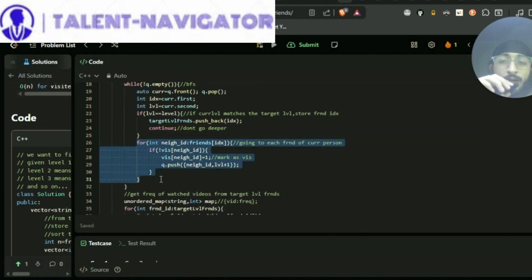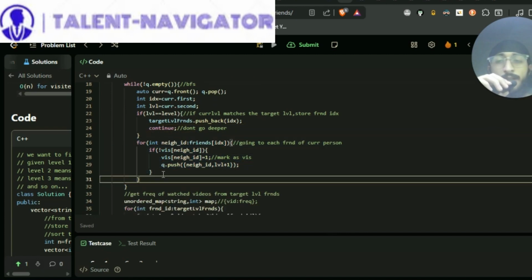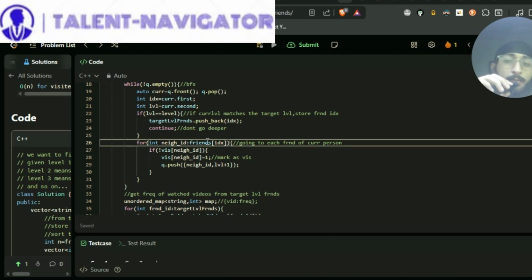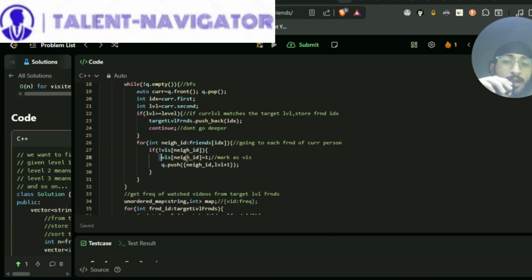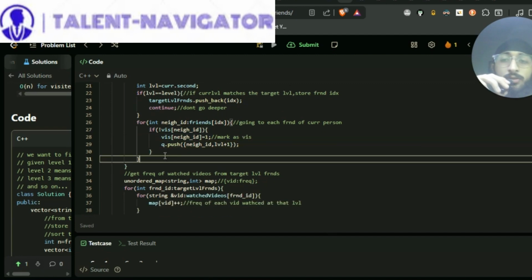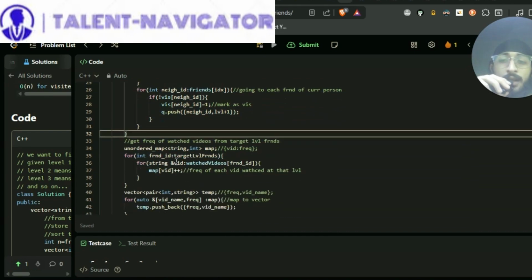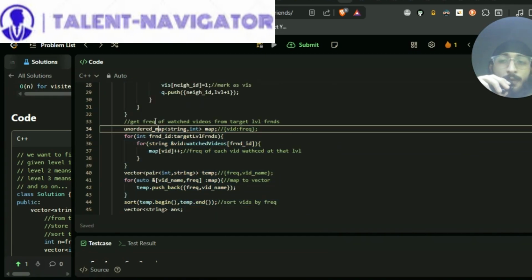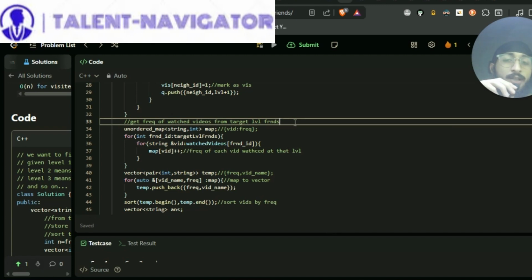Now after coming out of this if condition, for int neighbor id in friends of index, we go to each of our friends, which are the neighbors of the current person. If it has not been visited, then we mark it as visited and push the next level so as to continue the BFS traversal, right? So that's basically our BFS here. And now we just need to get the frequency of watched videos from the target level friends.